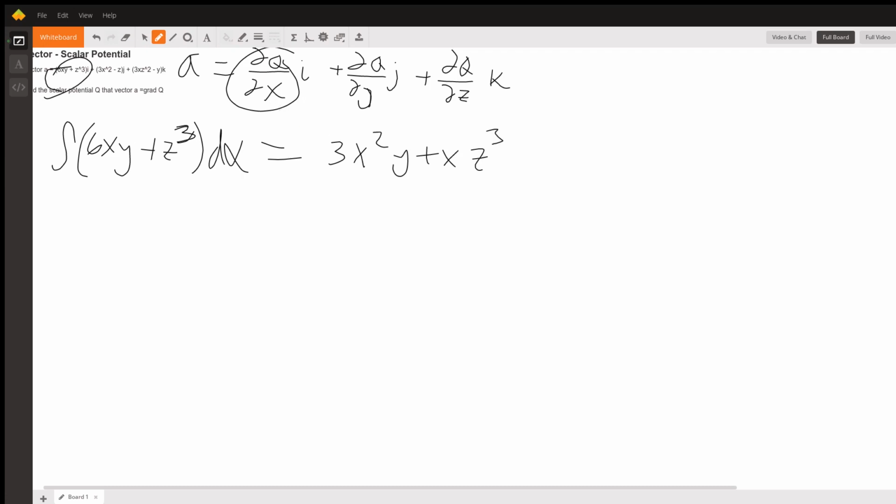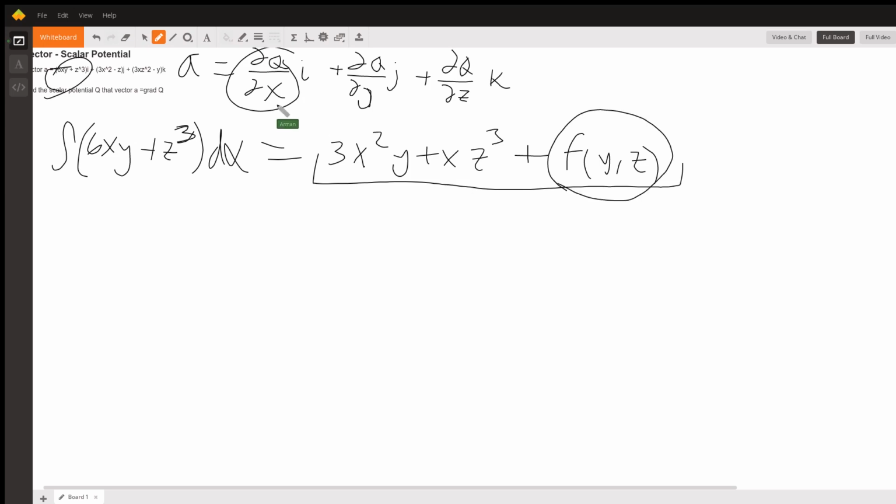But in this case, since we just integrated with respect to x, and it's a whole thing of x, y, and z, we treated y and z as constants. So our constant in this case is going to be a function of y and z, and there could be a scalar added on, but we're not really looking for that right now. We just need the function of y and z. So this whole thing is actually equal to our q. We just have to find out specifically what this f of y z is.